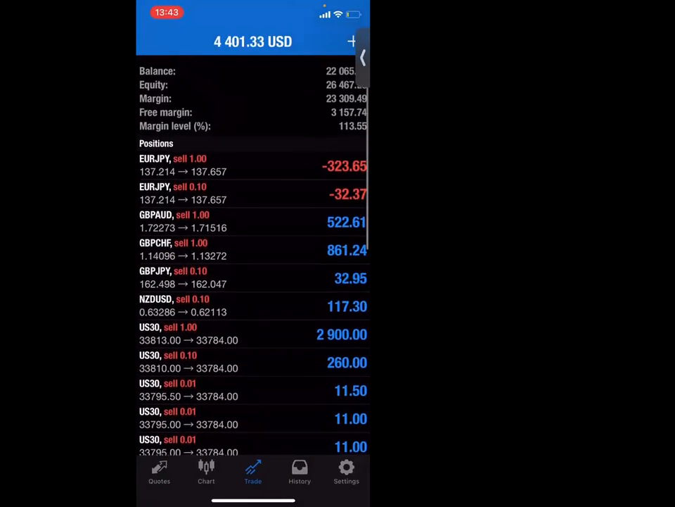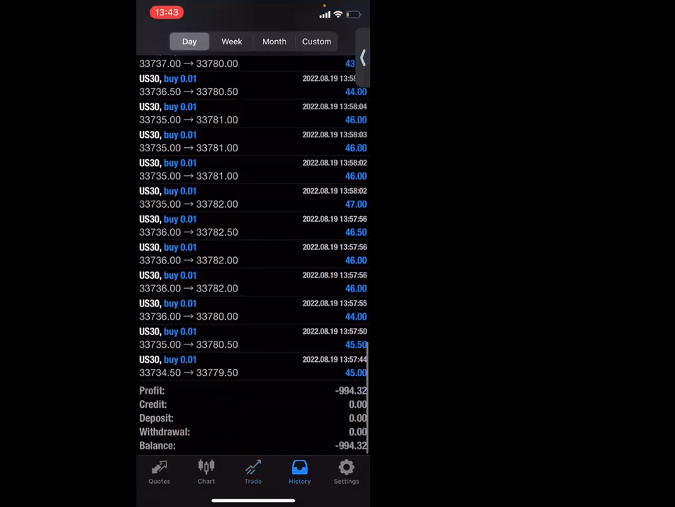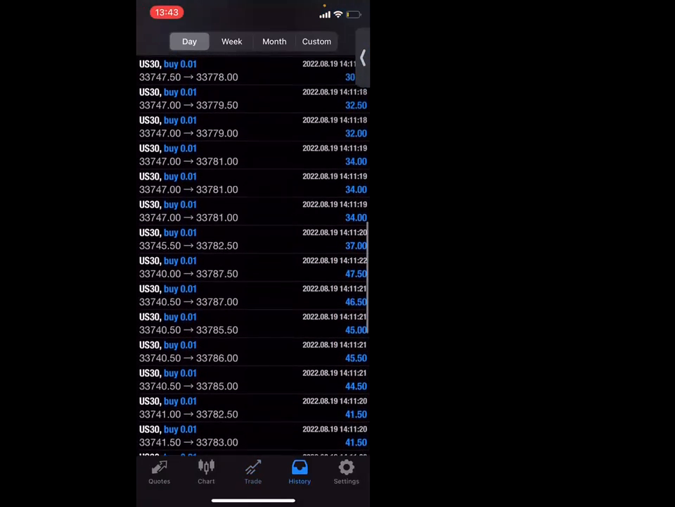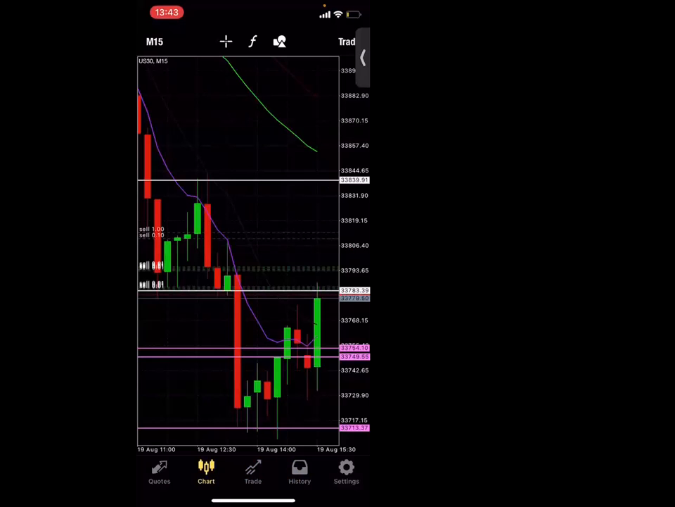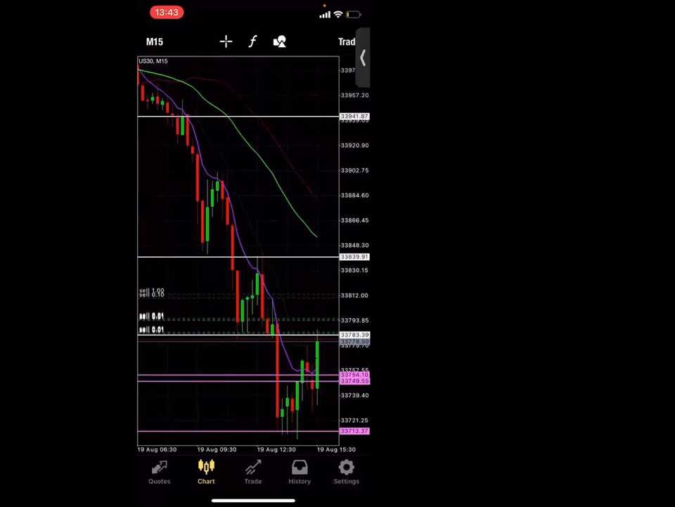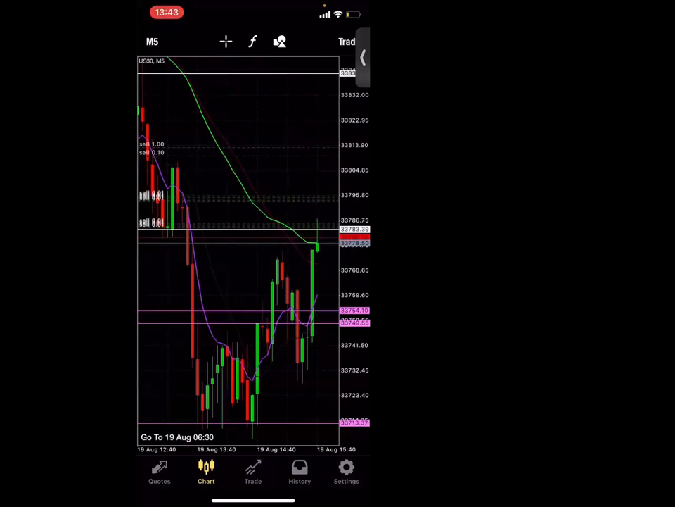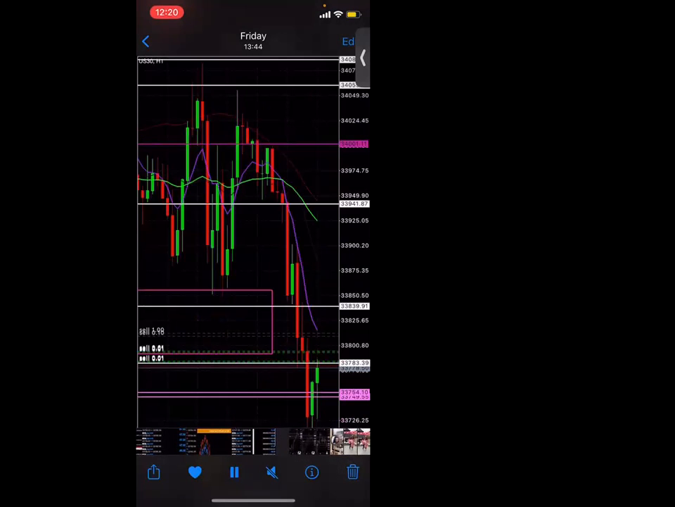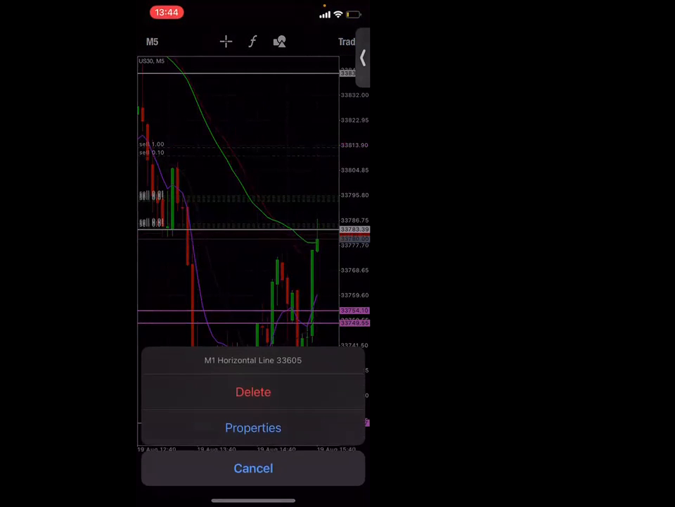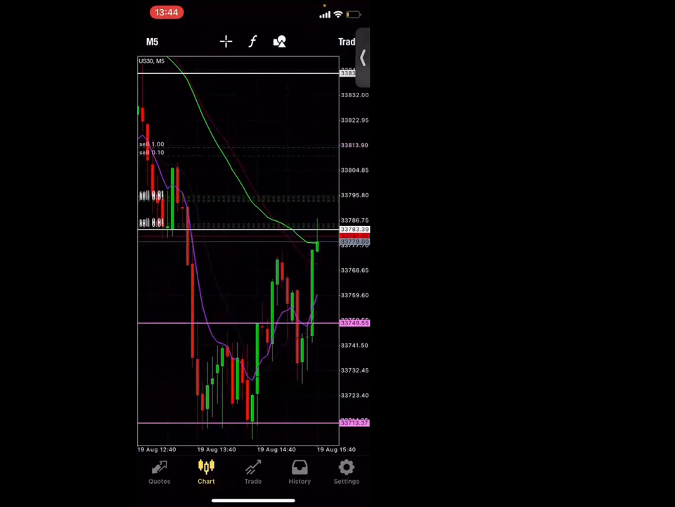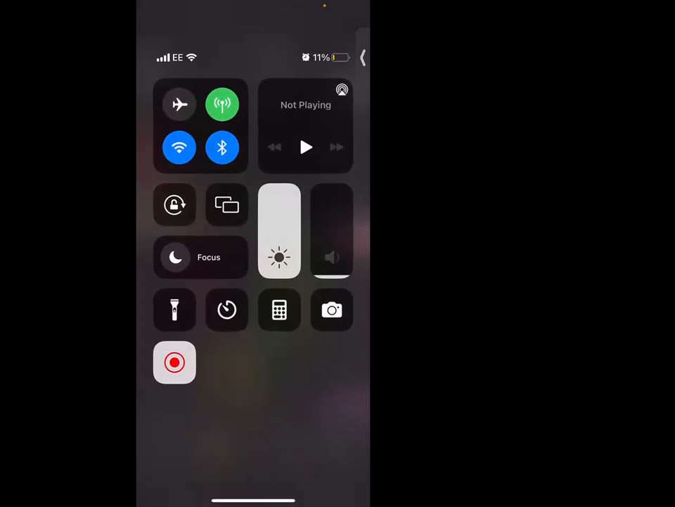So you can see the US30 sells are getting a bit weaker, but then I've got all these buyers, which is a positive in my account. So I just got rid of that fair value gap because I didn't need it anymore.